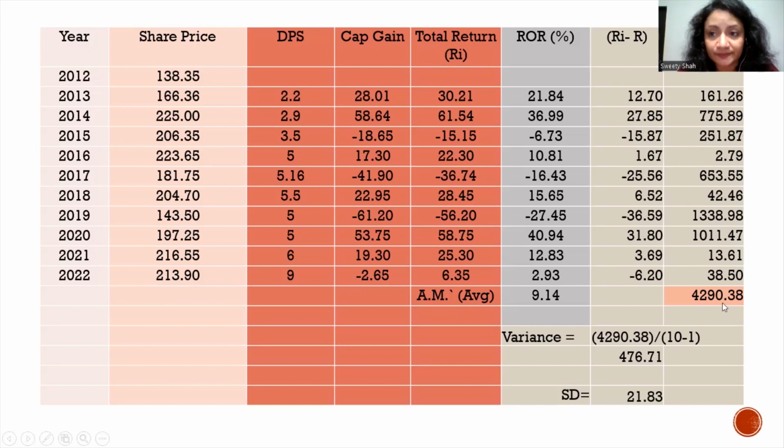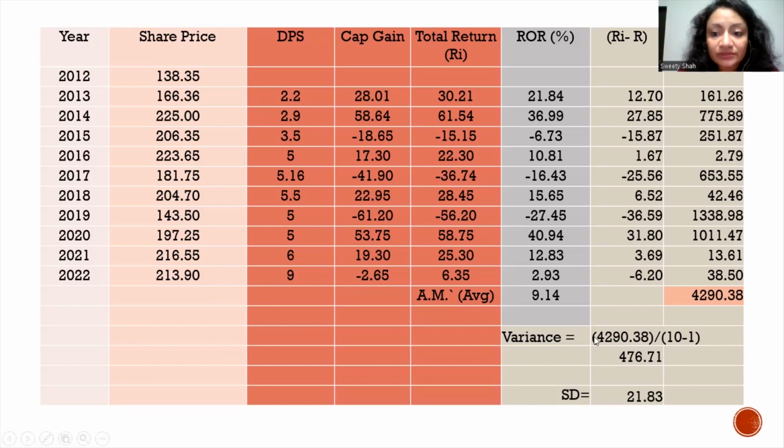And lastly, the summation. The summation of this column, that is Ri minus R bar squared, is 4290.38, and it would be divided by n minus 1. In our case, a total of 10 observations are there, so 10 minus 1 would be 9. That value, 476.71, gives us the variance, and the square root of this 476.71 will give us the standard deviation, which is sigma, and it is 21.83.